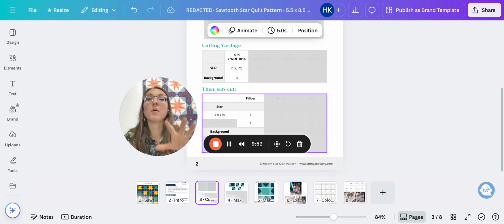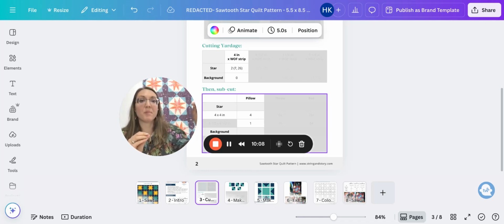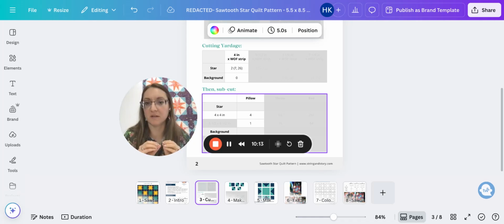Now that we've made it through our cutting, oh, one more note on cutting. I mentioned that you may also see this written out as written directions in kind of list form. So in that case, it might say from 1 4-inch by width of fabric strip cut, colon, and then in bullet points underneath, it would tell you what to cut out of those strips. All right. This is really common if you're cutting just a few of a bunch of different sizes out of a width of fabric strip.